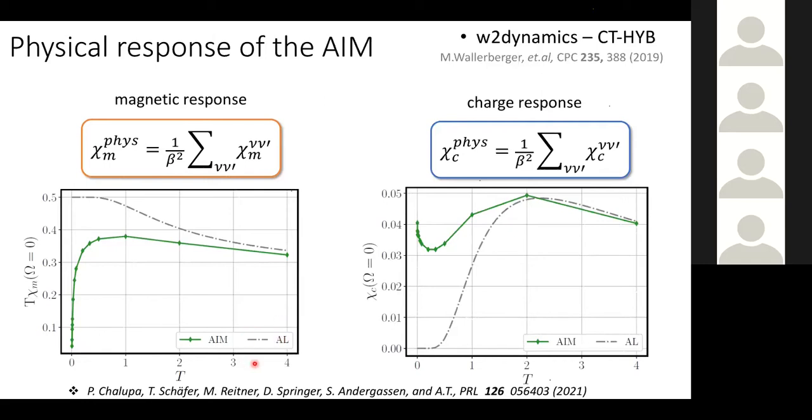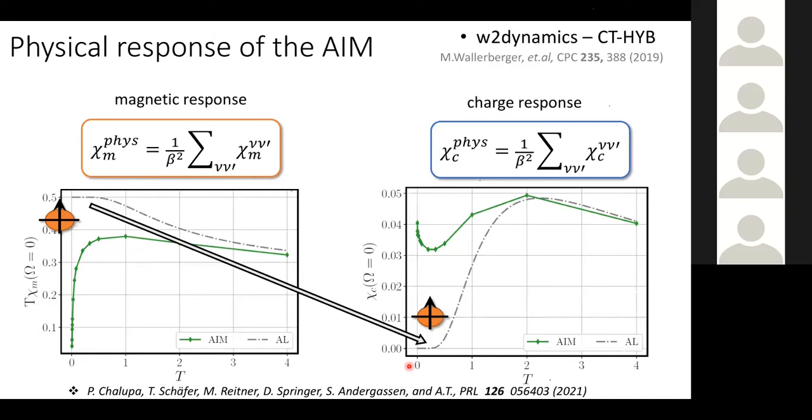And let's consider first the gray line, because the gray line is the atomic limit, or in the notation of the Lucia group, the Hubbard atom result. And you see that if you reduce the temperature, you get in the magnetic channel a nice plateau, which is simply the local moment of the atomic limit. And you see also that this corresponds to a strong suppression of the static charge susceptibility, because, of course, if you have a pure local moment in the Hubbard atom, your charge doesn't fluctuate any longer.